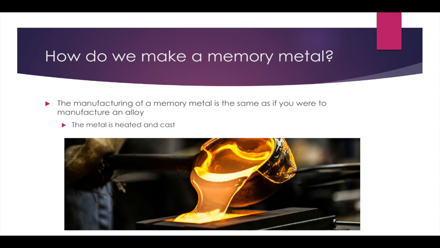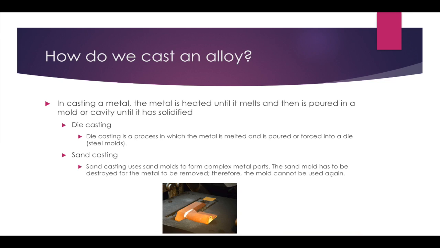Now, how do we make a memory metal? The manufacturing of a memory metal is the same as if you were to manufacture an alloy. The metal is heated and cast. In casting a metal, the metal is heated until it melts and then is poured in a mold or cavity until it has solidified. Two types of casting are die casting and sand casting.